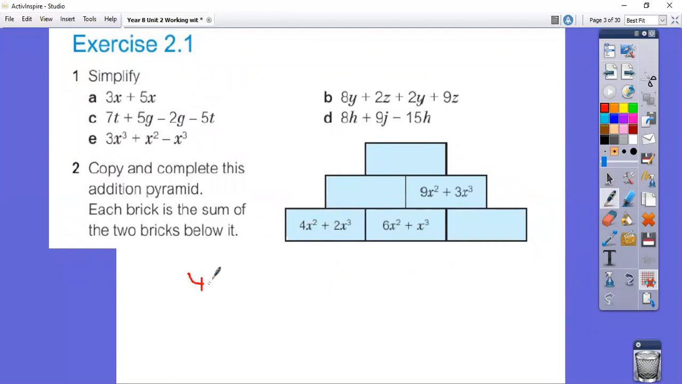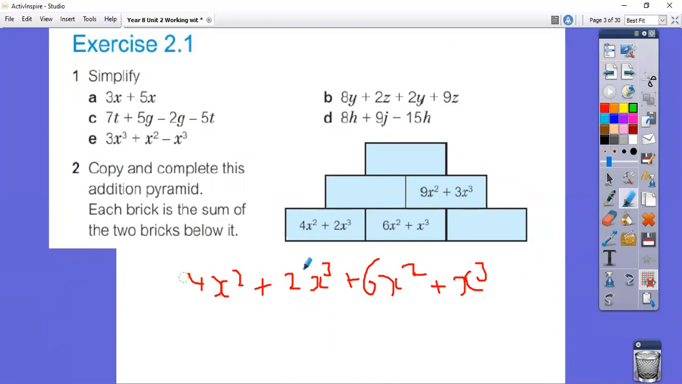So you've got 4x squared plus 2x cubed plus 6x squared plus x cubed. Okay, so again, look at where the same creatures. We've got 4x squared and 6x squared, so these two are the same. And then if I look at the others, I've got 2x cubed and x cubed.